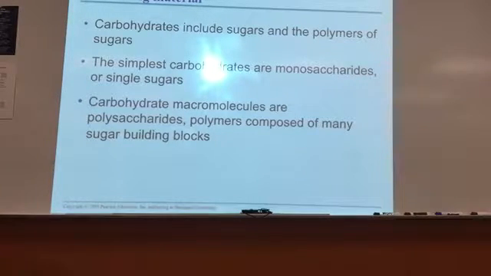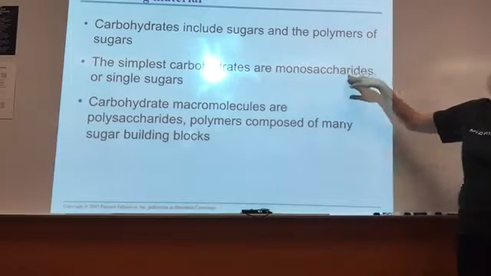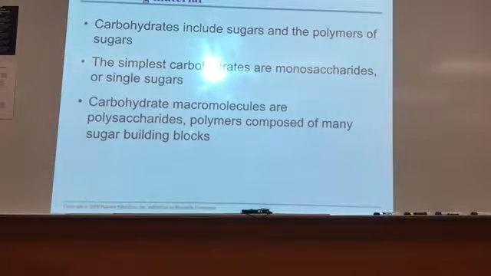So carbohydrates. There are two purposes: fuel and building material. They include sugars and chains of sugars. That's what polymers of sugars is. The simplest is monosaccharides. Mono means one, saccharide is another way to say sugar. So a monosaccharide is one sugar.